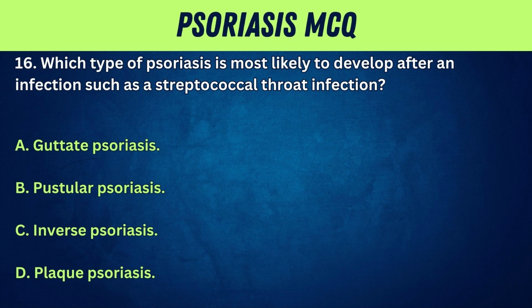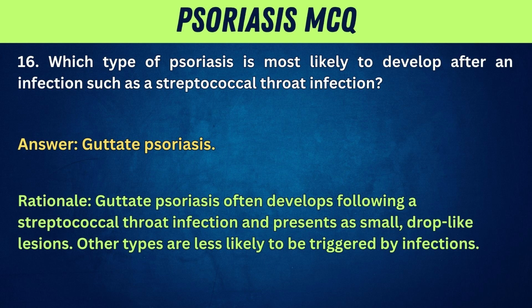16. Which type of psoriasis is most likely to develop after an infection such as a streptococcal throat infection? A. Guttate psoriasis. B. Pustular psoriasis. C. Inverse psoriasis. D. Plaque psoriasis.